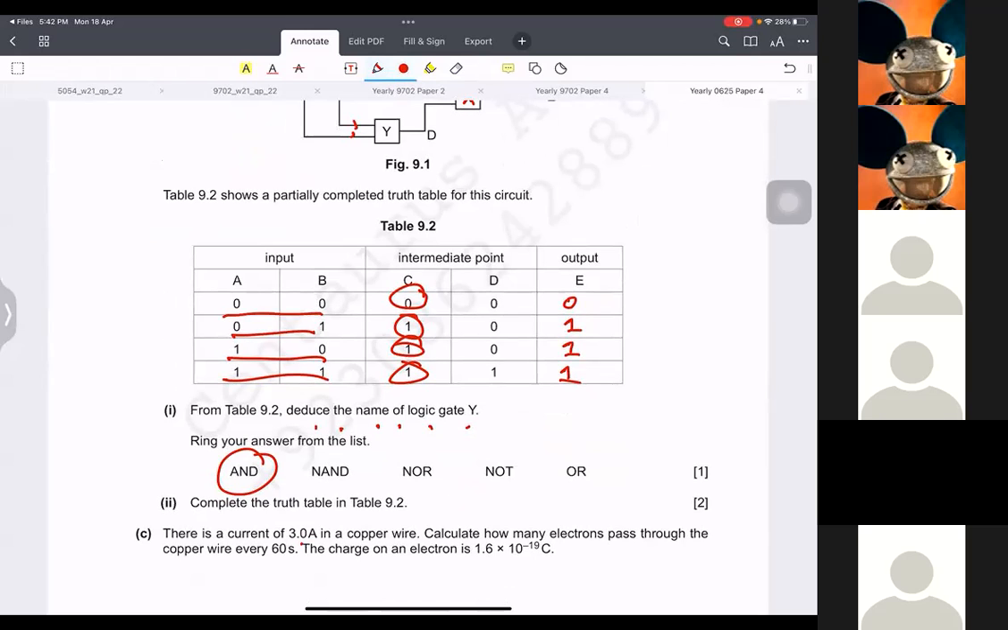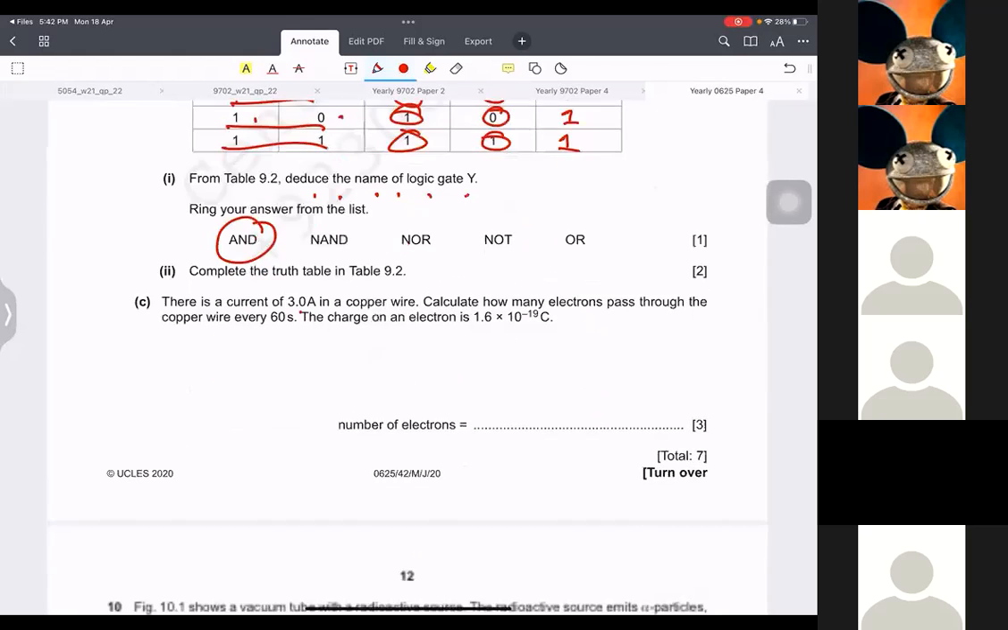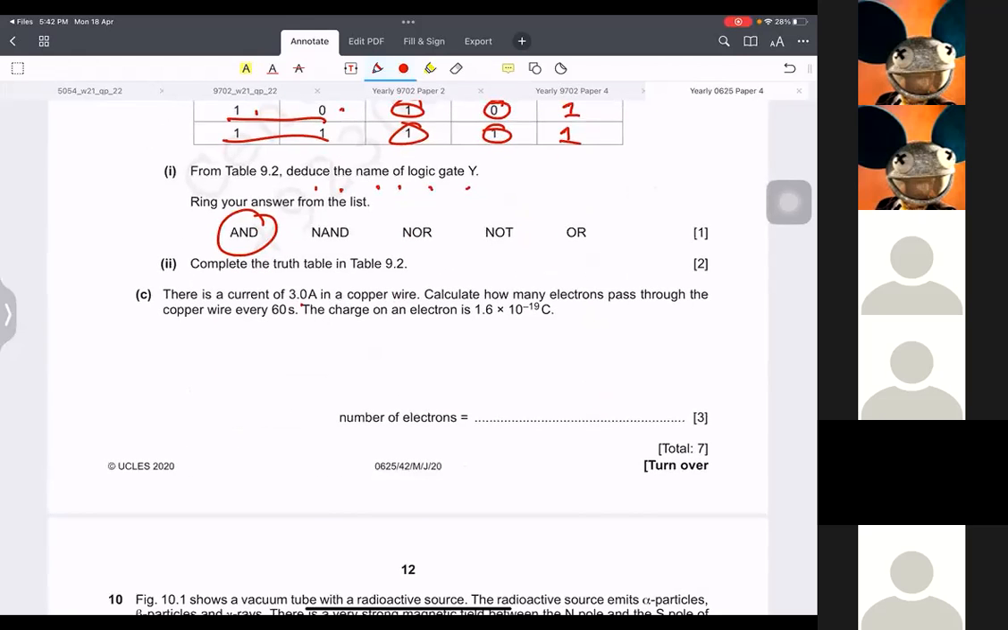Is it clear how I got Y? When it was 0 0, it showed 0. 0 1 gave 0, 1 0 gave 0. It was 1 only when both were 1, and that is a property of AND. Okay. Now there is a current of 3 amperes in the copper wire.